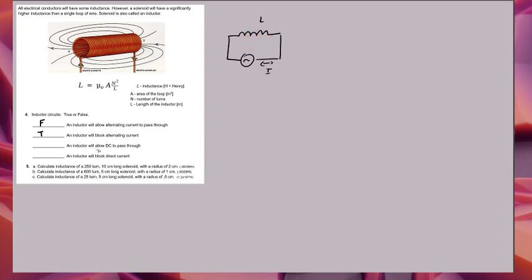Next one, an inductor will allow DC to pass through. Yeah, that's true. There's no problem there. If you have a steady, constant current flowing through, let me draw it like this. If this is the inductor, and you just connect it to a battery, plus, minus, then you just have a steady current I that flows through the inductor. There's going to be no opposition from this inductor to the constant current I. So the third one is definitely true. The fourth one, an inductor will block direct current. This is false.